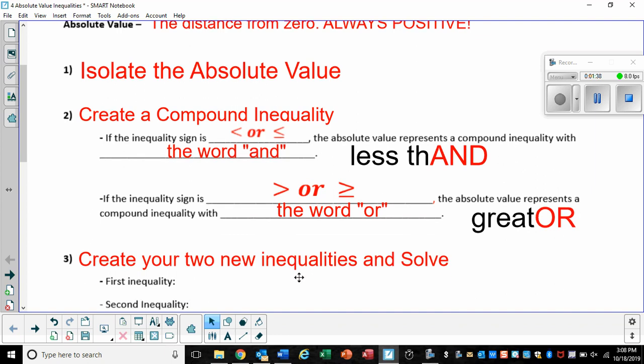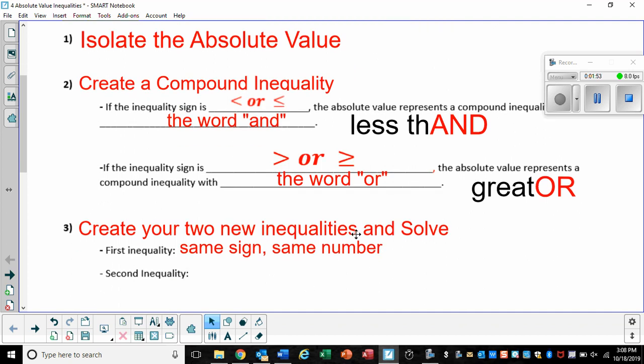Okay? To split your inequality, it's a little bit different than the equation part. Your first inequality is going to be whatever is in the absolute value with the same sign, same number. Just write it as is. The second one, not only do we have to change the number to be the opposite sign, but we also have to flip the inequality sign. Okay? So your 2 inequalities are going to be made from that, and then once you have your 2 inequalities, you would just solve like a normal compound inequality.